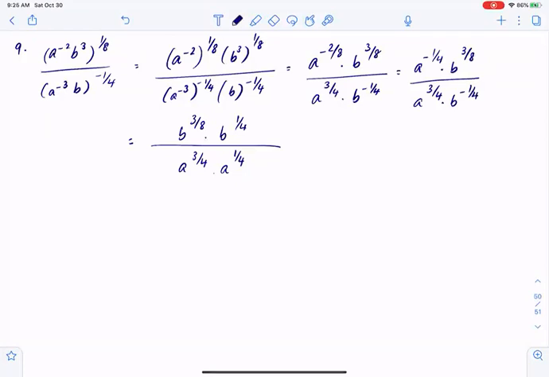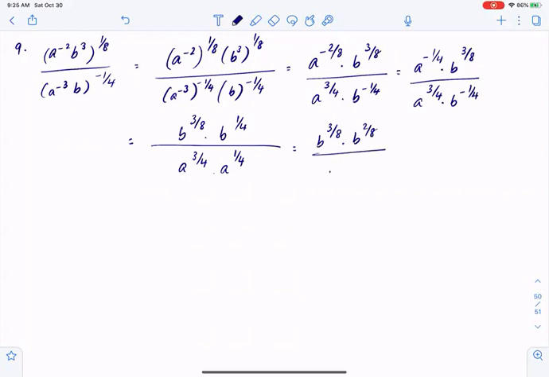Now that we have all the terms, we need to have a common denominator and add. In the numerator, we have 3 over 8 and 1 over 4. The common denominator is 8. So I'm going to multiply and divide 1 over 4 by 2. That would give me 2 over 8.